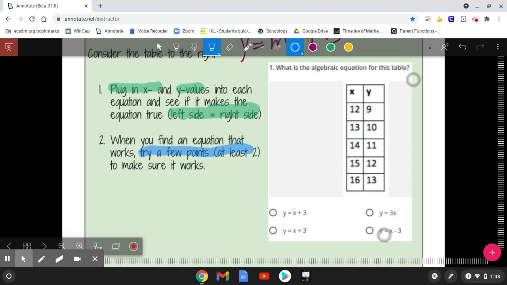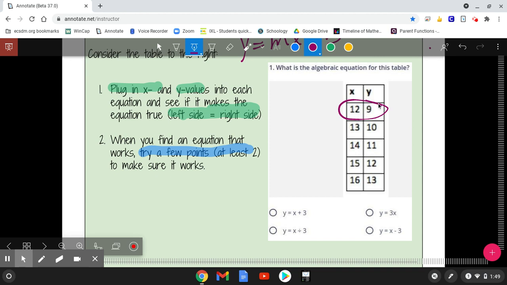Let's look at our question over here to the right. Notice we have x values and their corresponding y values, and then we have 4 different answer choices for equations. We want to match the equation to the table. So what you're going to do is choose an x and a y. You have to choose a corresponding x and y, so any two that are right next to each other.